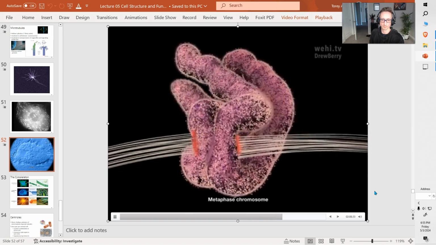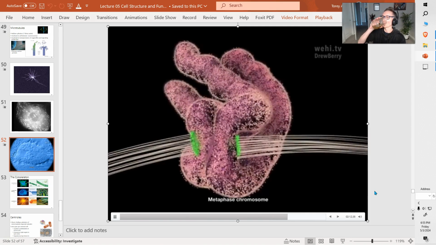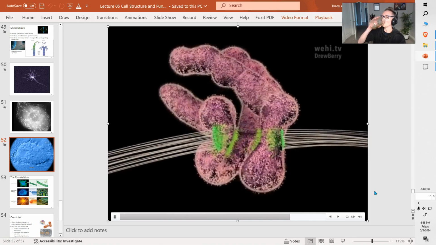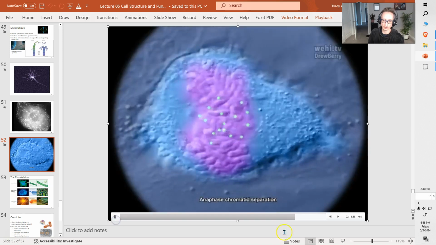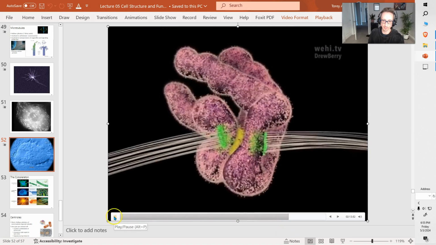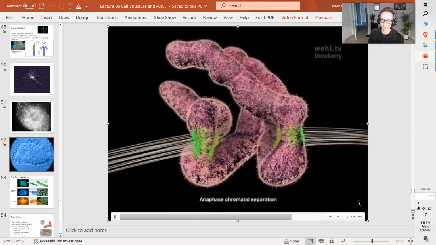When all the kinetochores are ready, the cell transitions into the anaphase stage, with the chromatids pulled apart to the opposite poles of the cell. So this, oops, let's go back. That right there would be the centromere that's holding them together. And on this side, it's the kinetochore.